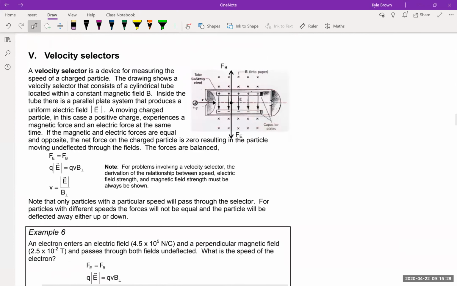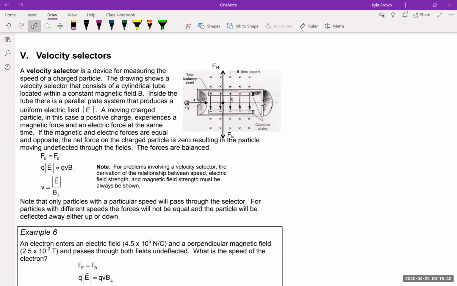Now, velocity selectors. A velocity selector is a device that's used to figure out what the velocity is going to be on a given particle coming through. Here, I'll piece it all together in a minute. Here's what I mean.